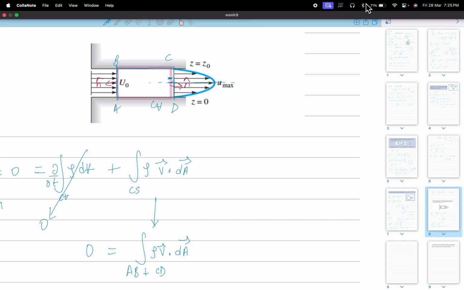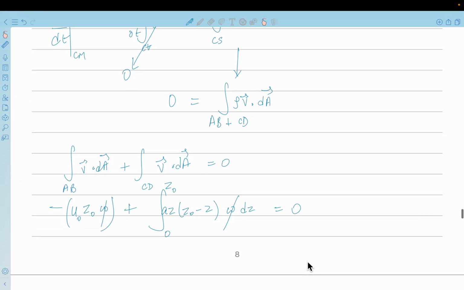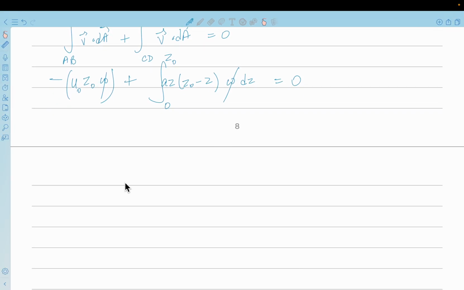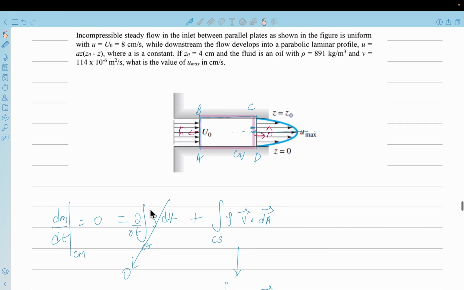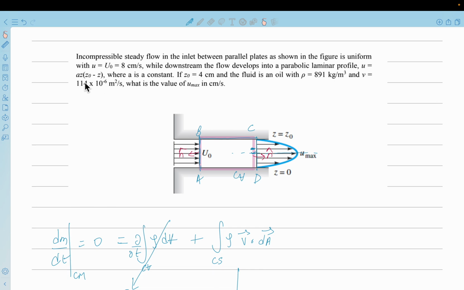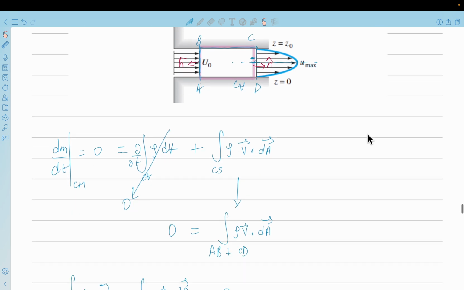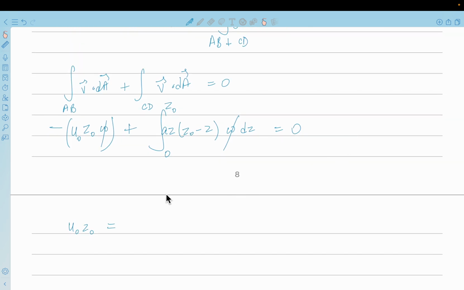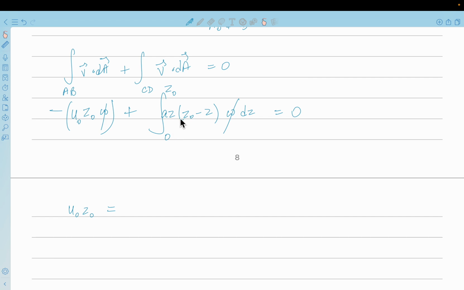So let us evaluate this integral and see what we get. If you notice in the question, the value of A is not given to you, right? Z naught is given as 4 centimeters, so we can use that later, but first let us derive this expression in terms of Z naught.